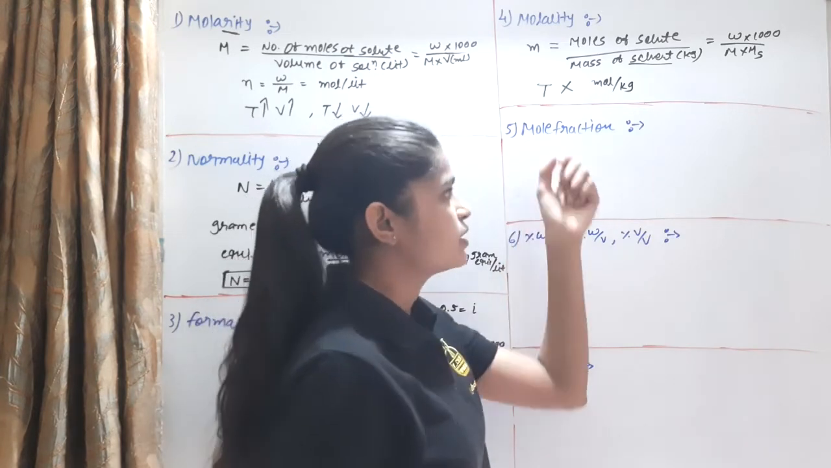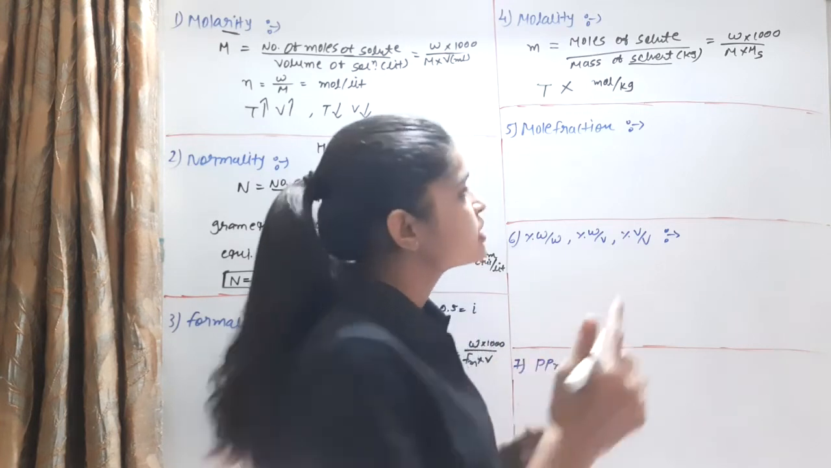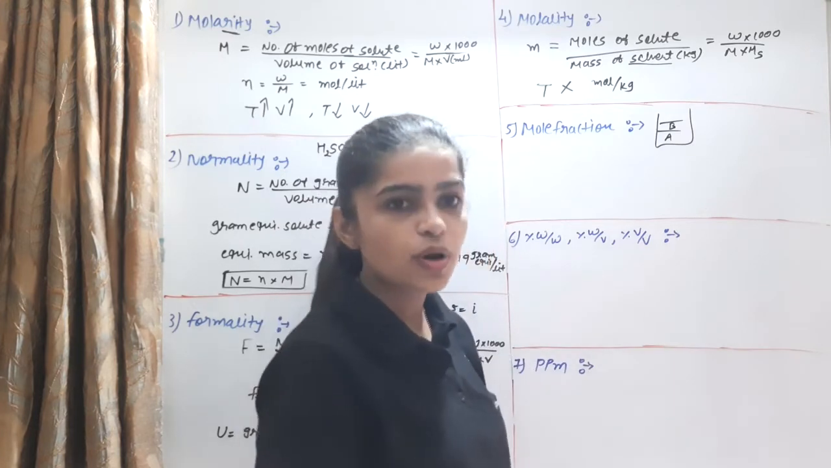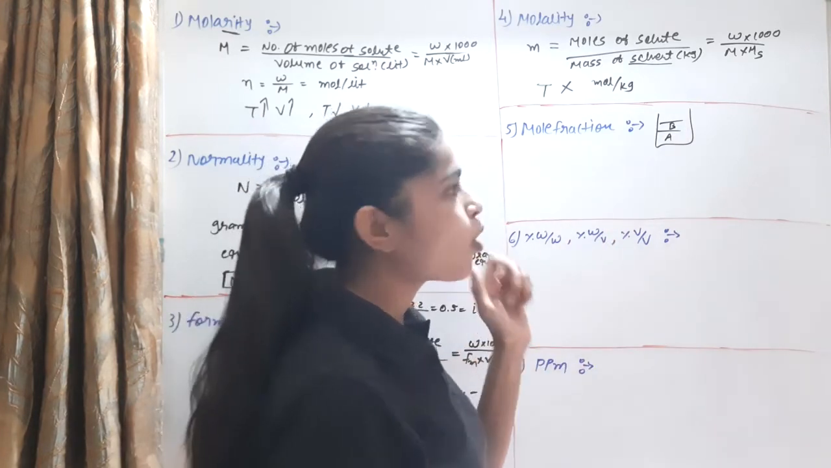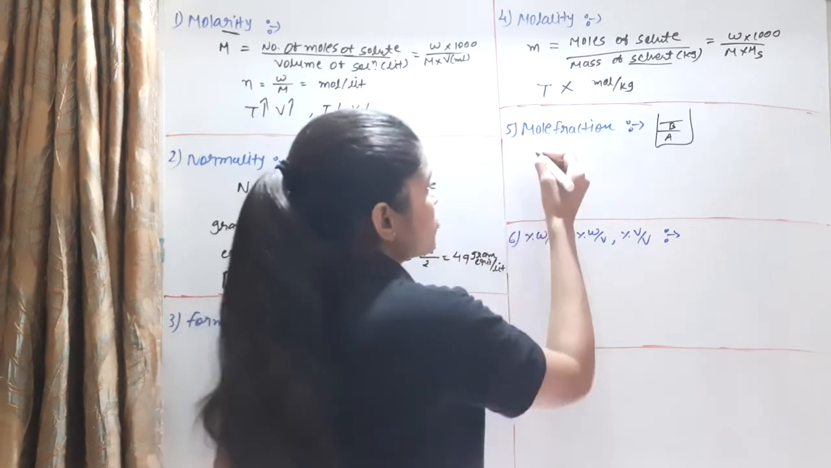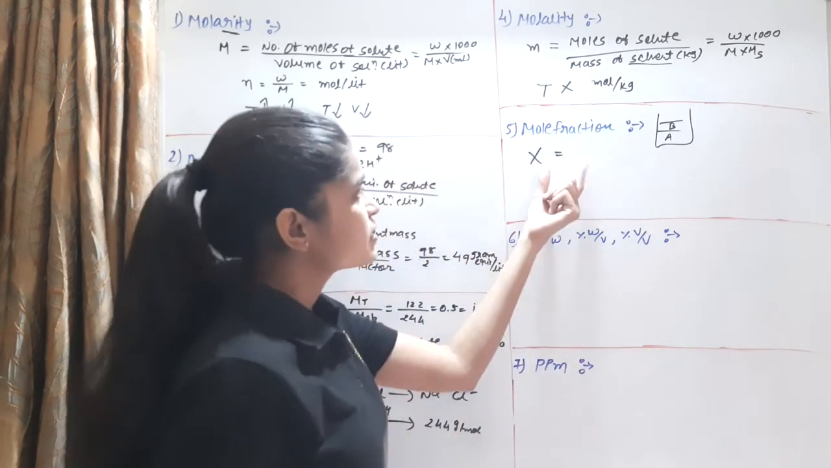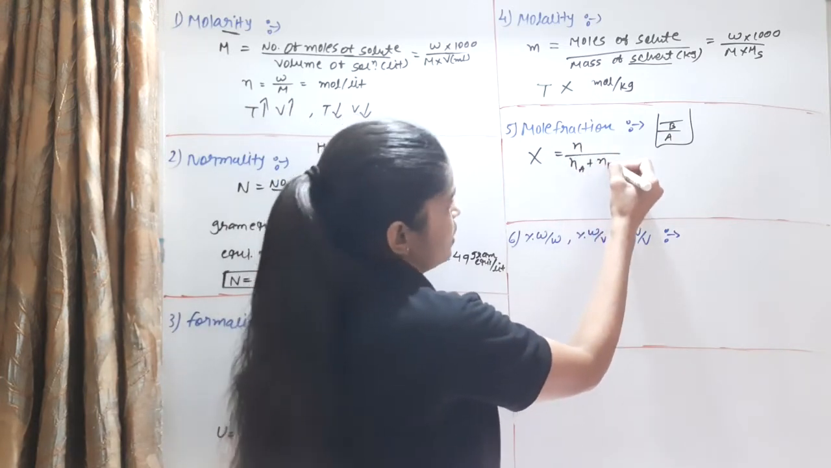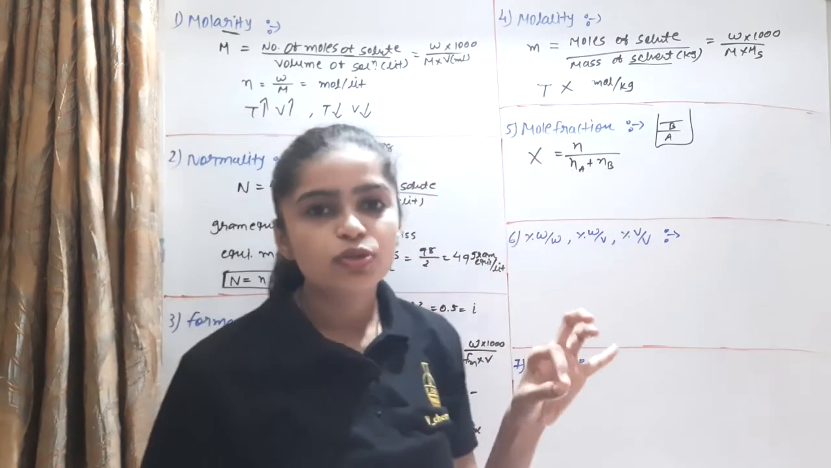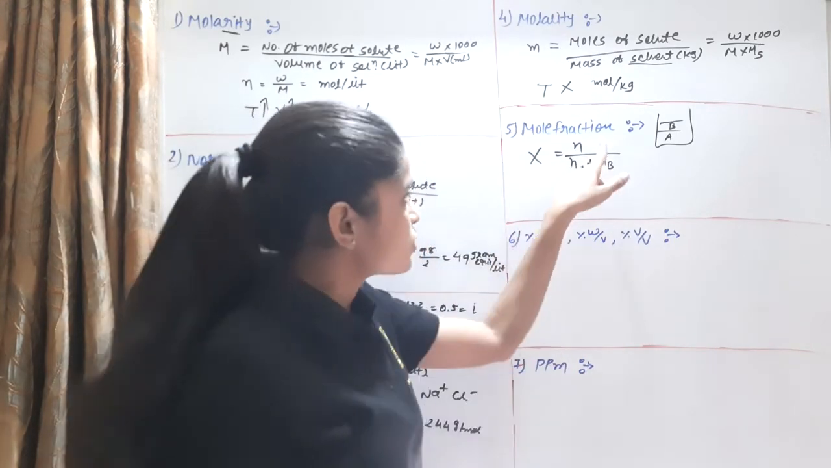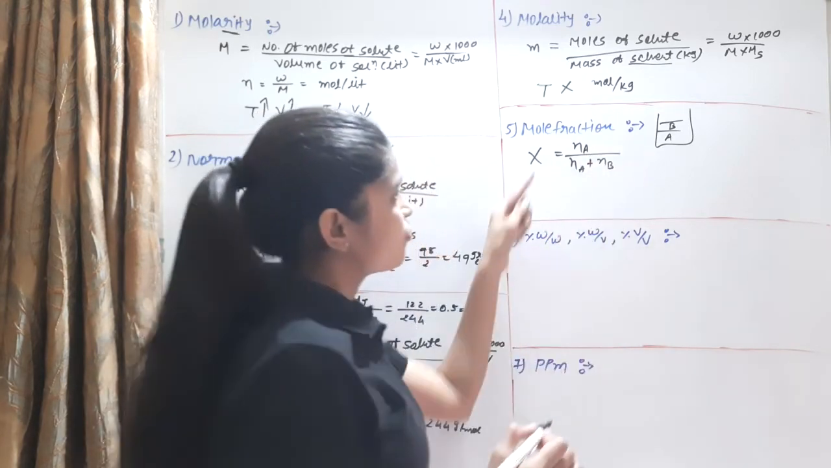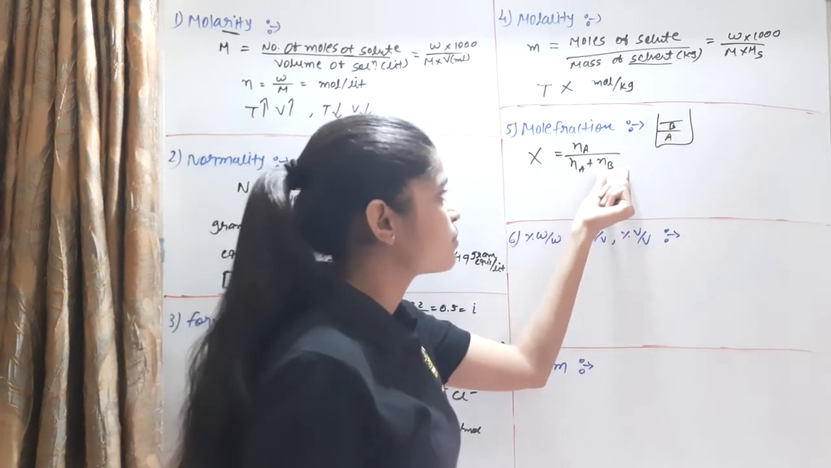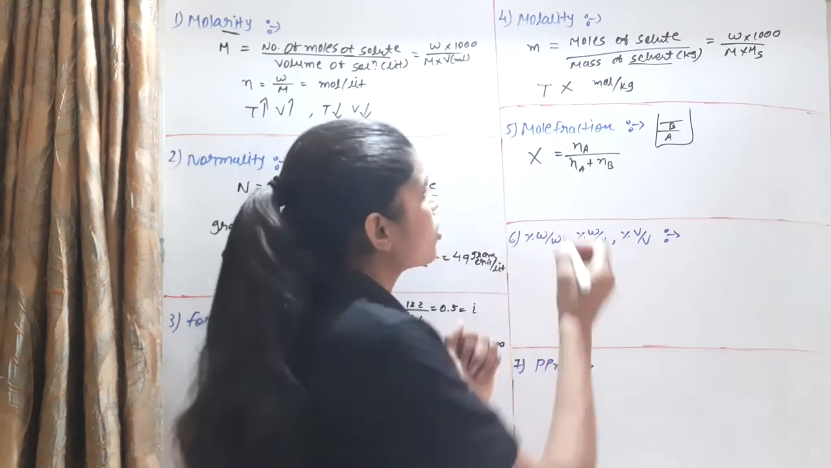Next is the mole fraction. What is the meaning of mole fraction? Consider that in this beaker two components, A and B, are present. We find the mole fraction of A. Mole fraction is denoted by chi, the number of moles of the component divided by the number of moles of total. So the mole fraction of A is the number of moles of A divided by the total of the solution, meaning number of moles of A plus number of moles of B.